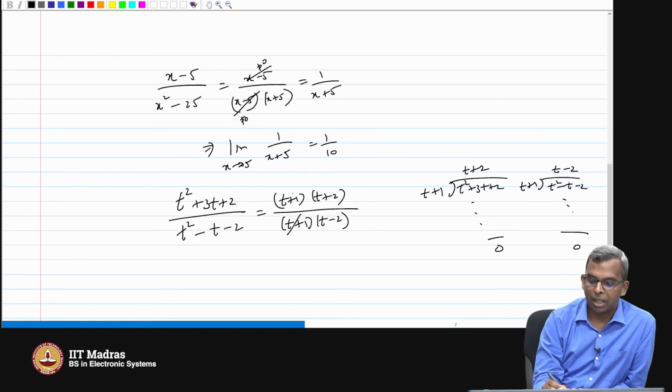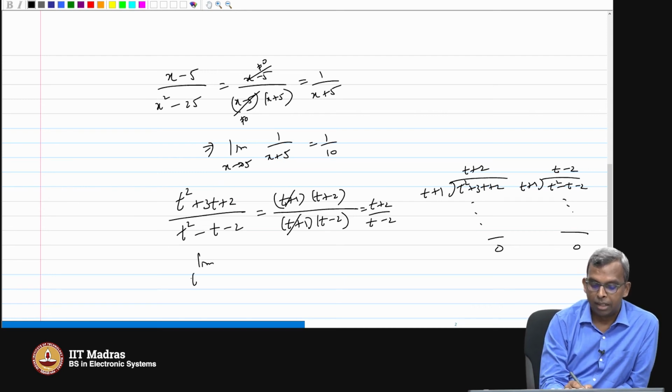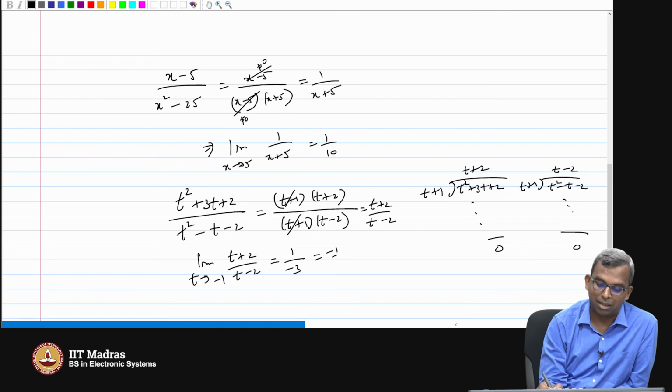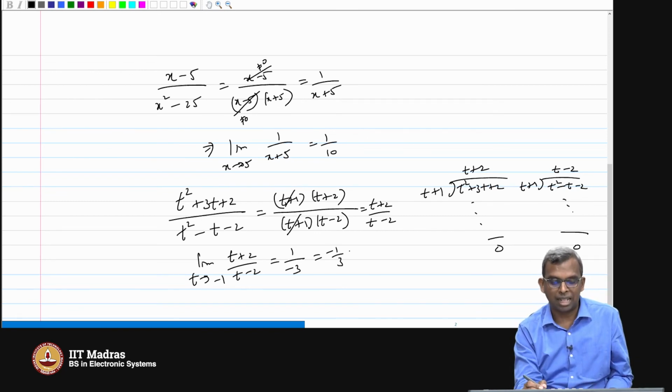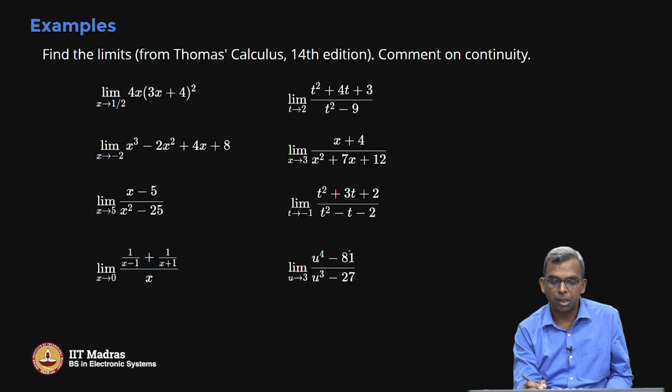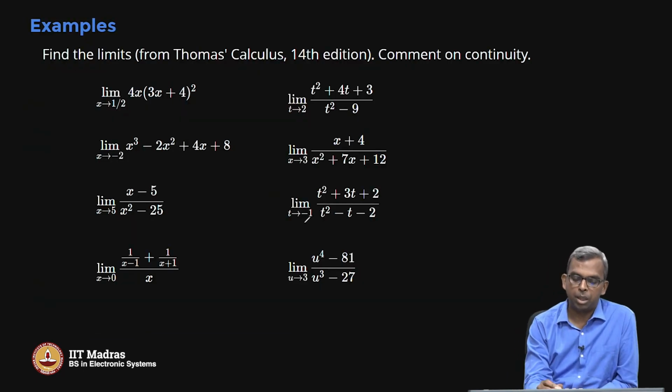So, now you can cancel t plus 1 and t plus 1, you get t plus 2 by t minus 2. So, limit as t tending to minus 1, t plus 2 by t minus 2. If you put minus 1 now here, you get 1 by minus 3. So, it's minus 1 by 3. So, you see how quickly we did this. This trick is to just cancel out the offending term, the linear term t plus 1, which was there in both the numerator and denominator.